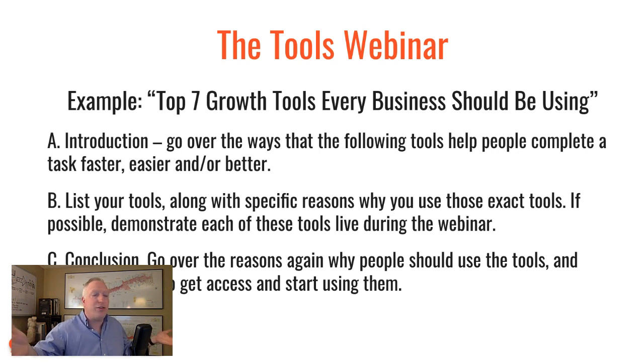Okay, and then finally, your conclusion is to go over the various reasons why people should use those tools and then give them a path to get access to the tools. Now, if you're doing multiple tools, giving them a bunch of different links may not be a great idea. So one of the things I recommend if you're doing a tools-based webinar is to actually have a download of a file, like a PDF, and in the PDF you can have links to each one of them, and if they're affiliate links, even better, right? Because you get paid every time somebody clicks and then goes and buys.